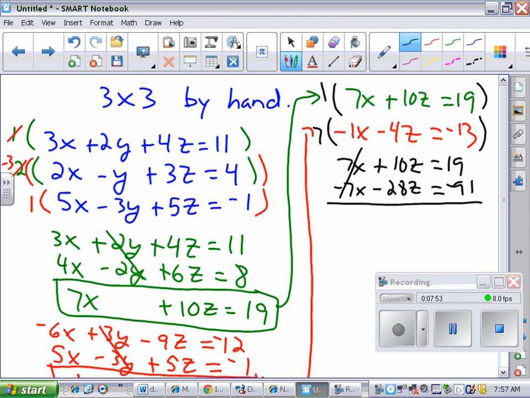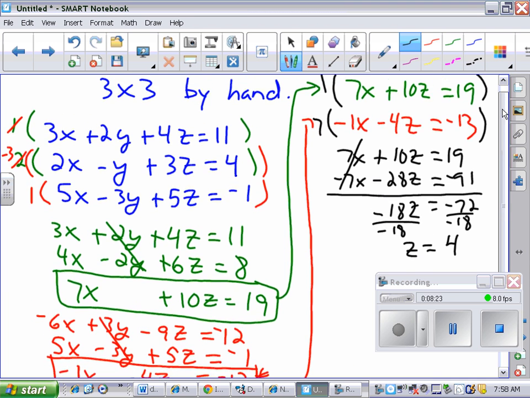What do you get here? Come on, anybody. Negative 18z equals, I believe that's 72, negative if you do it. That'll be negative 72. I divide each by negative 18. And then I get what? z equals 4. So I've got my z. I know z is 4.